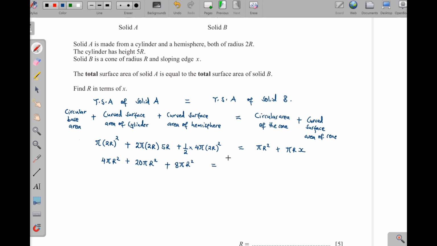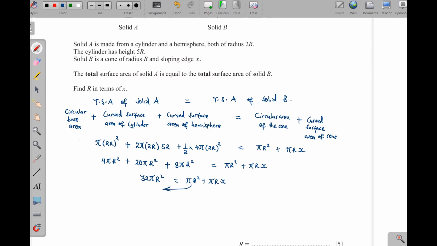And then this other side, we have pi r squared then plus pi r then x. So they want r in terms of what? In terms of x. So I can actually simplify this one here. This is 24 plus 8. What do you get? Isn't that 32? So we shall get 32 pi r squared. This one will be equal to pi r squared then plus pi r and x.